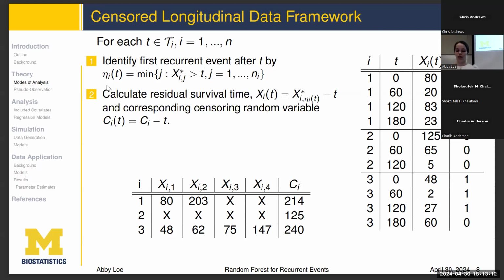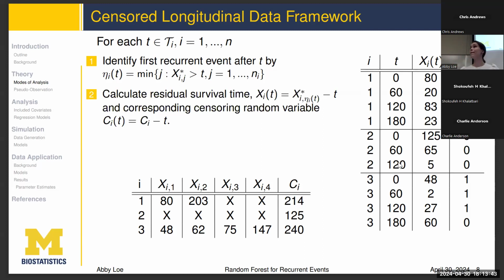We can think about that graphically. For patient 1, at time 0, they have 80 days left. At time 60, they have 20 days left until their next event. We observe this event for patient 1, so their censoring indicator is still a 1 in both of these cases. For patient 2, they don't have any events. So when they're censored at 125 days, that's the only event that they have left. But they also have no events across our study and are censored.